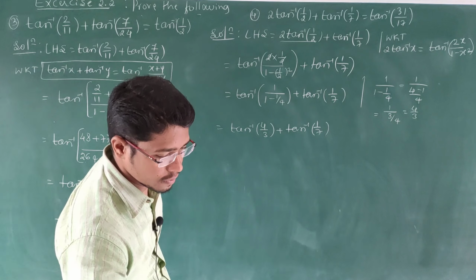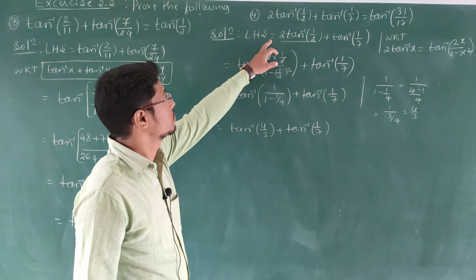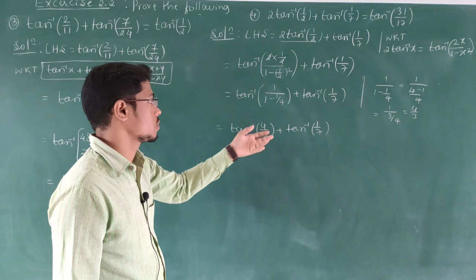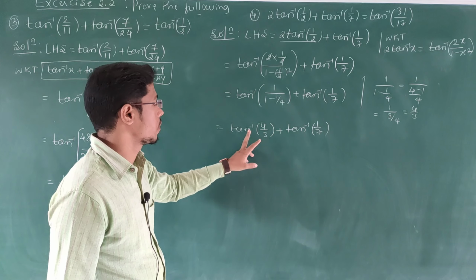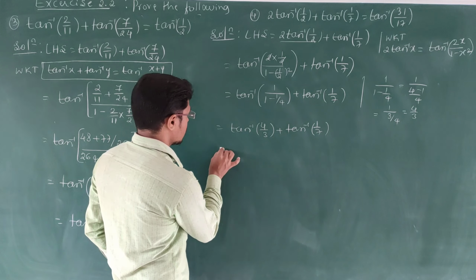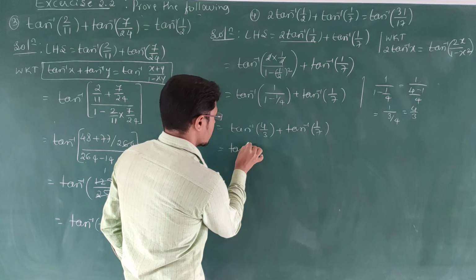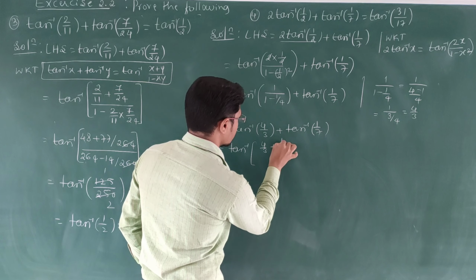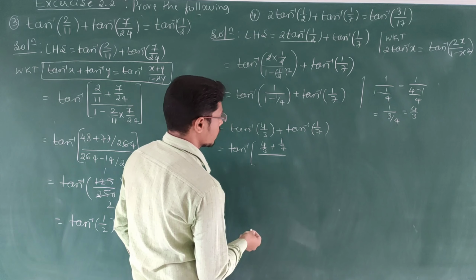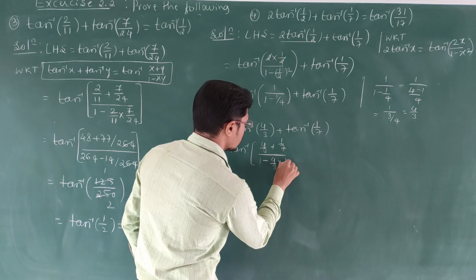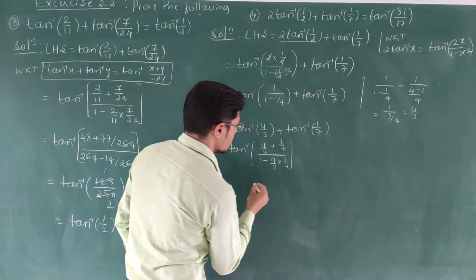What I did here, just converted this 2 tan inverse to the tan inverse. We know the relations. Using that relation, converted. Now it becomes tan inverse of x plus tan inverse of y is equal to the tan inverse of x plus y divided by 1 minus x into y.